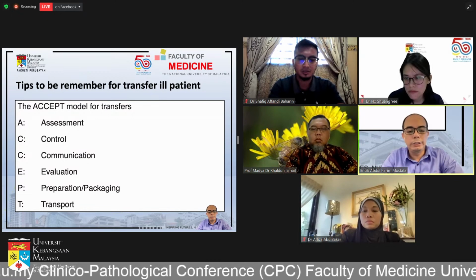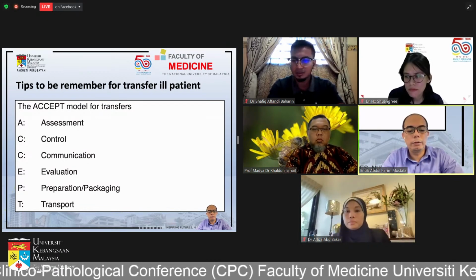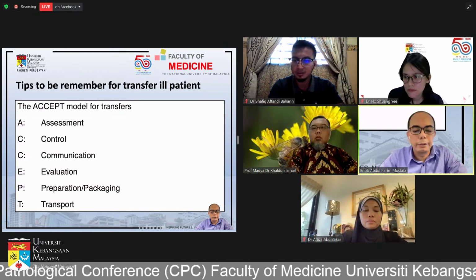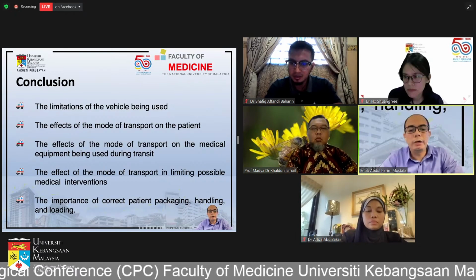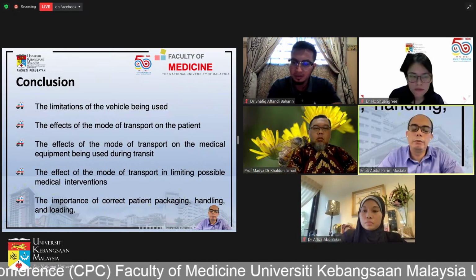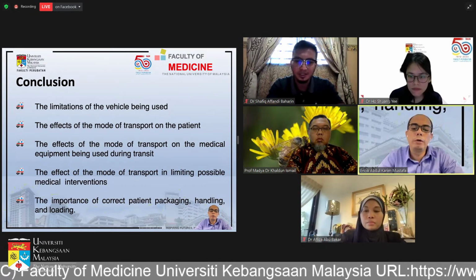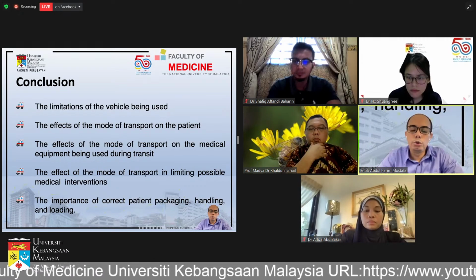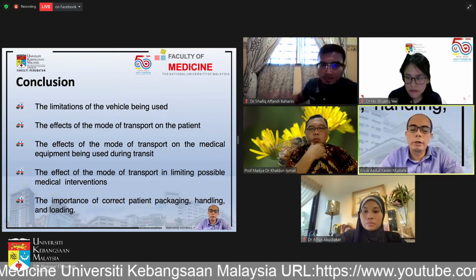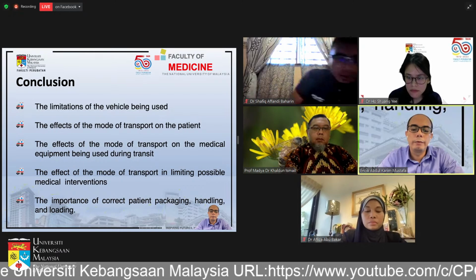And transport, what kind of transport decision can we use for this kind of patient. And conclusion: the limitation of the vehicle being used is a common thing we have to think about before we transfer, and also the benefit of the patient transport. The mode of transport of the patient, we have to choose according to locality and according to the cost of the transferring.